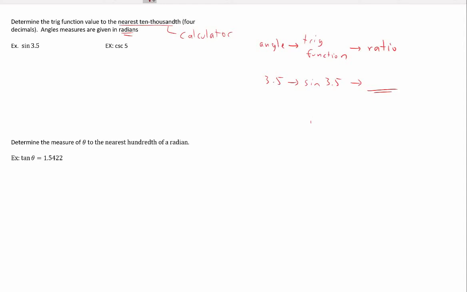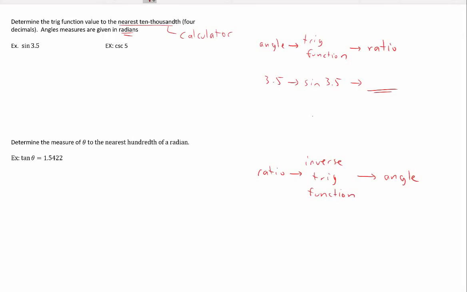And when we have inverse trig functions, which we're going to use on the next problem, it's the reverse, or we should say inverse. In this case, you'll plug a ratio in and get an angle out. So make sure you keep that straight: angles go into trig functions and ratios come out.